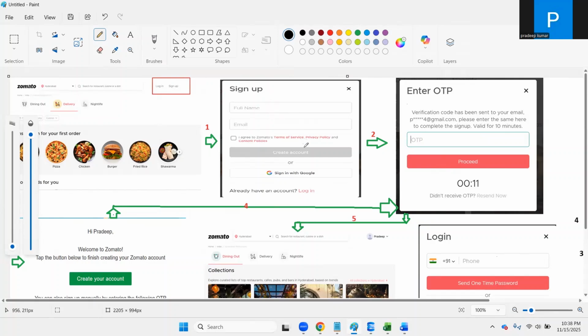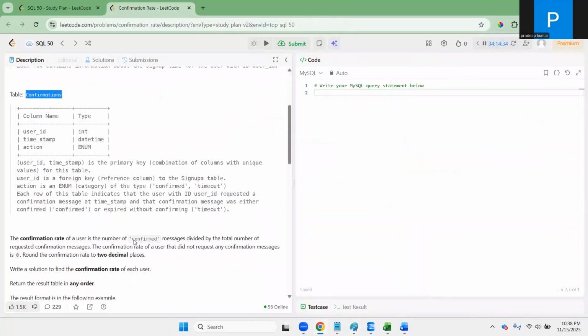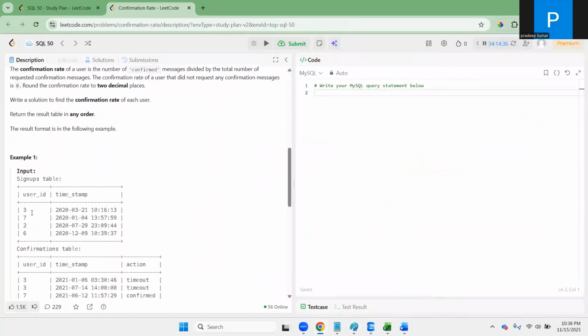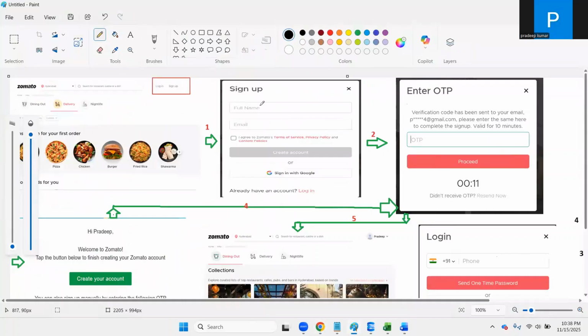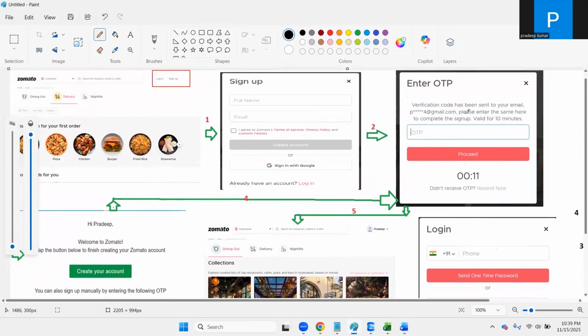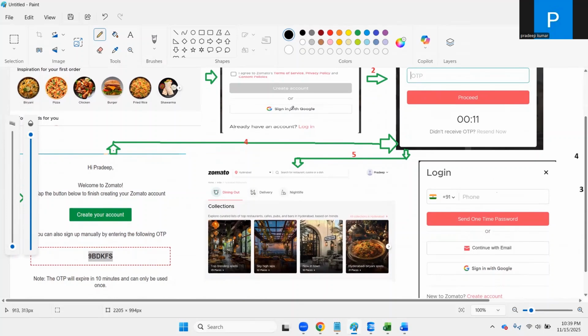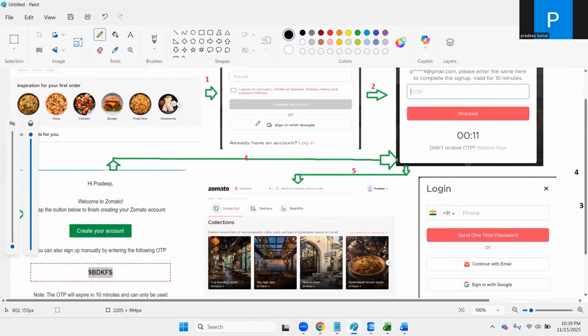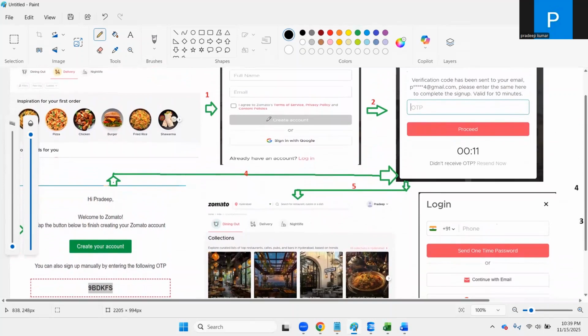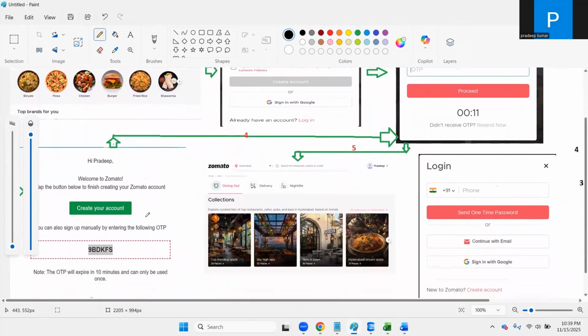He enters the requested details, and those details are captured here. Once he has entered the username and email ID and clicks on create account, it will navigate to the OTP page, and the requested OTP will be sent to the Gmail ID. Whatever email ID you provided, you will get the OTP to that mail ID.